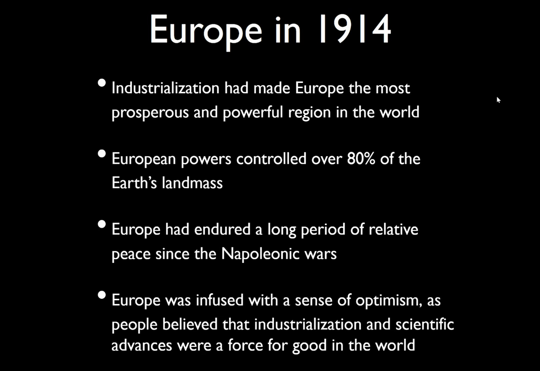Now, these European powers had become so big and so powerful that they controlled over 80% of the Earth's landmass on the eve of World War One. Now, we talked about imperialism a few weeks ago, and we know that imperialism was at times direct and at times indirect. Indirect meaning that European powers were controlling their empires through local intermediaries. But nonetheless, directly or indirectly, European powers held a lot of control over the Earth's landmass.